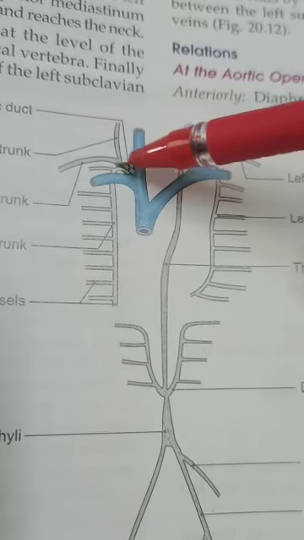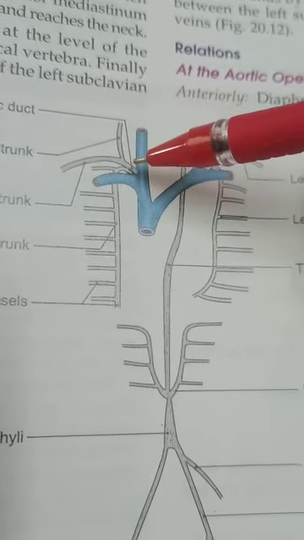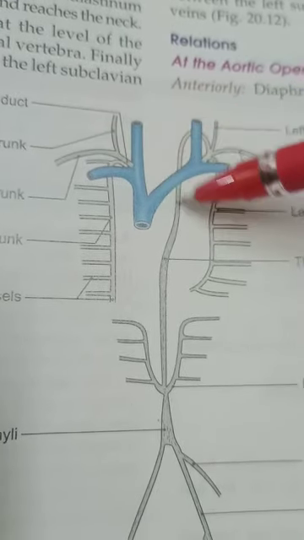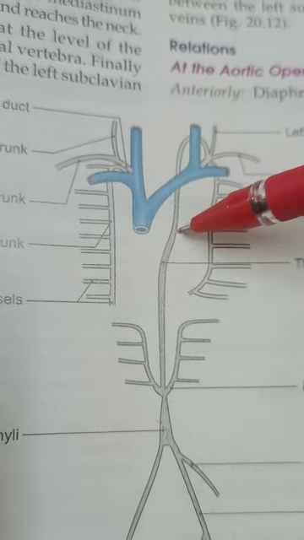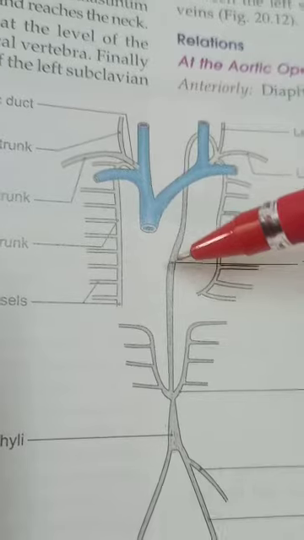So that is the second largest lymphatic vessel. So these two are the large lymphatic vessels which drain all parts of our body: the right lymphatic duct and the thoracic duct.